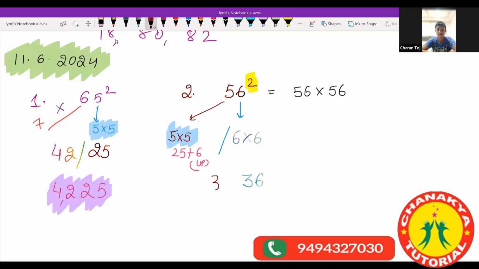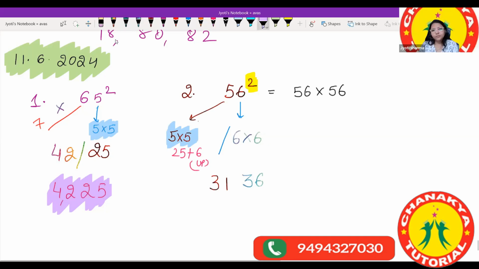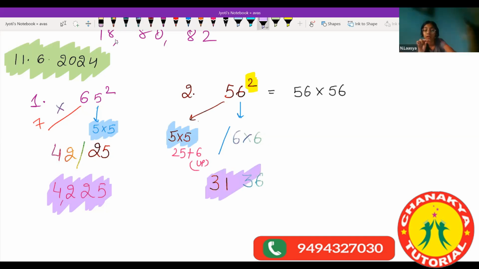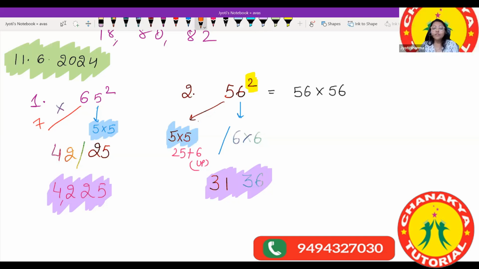Ma'am, here 5 into 5, like we need to take the successor, right, ma'am? Lasya, tell me, what is the meaning of a square?